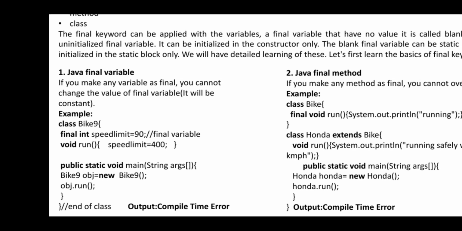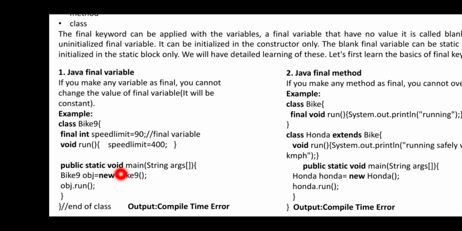So we can't change the value of that particular final variable. That is what has been done in a method called run. Just look here: final int speedlimit = 90 means it should be 90 at all times. If you give anything like void run, speedlimit = 400, it is not going to accept the information.